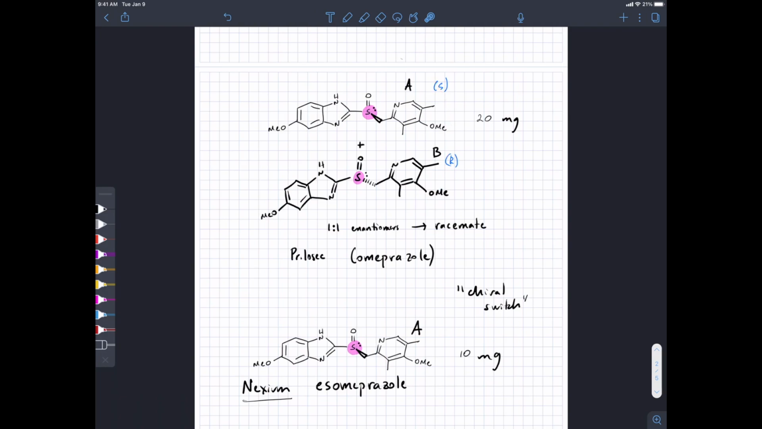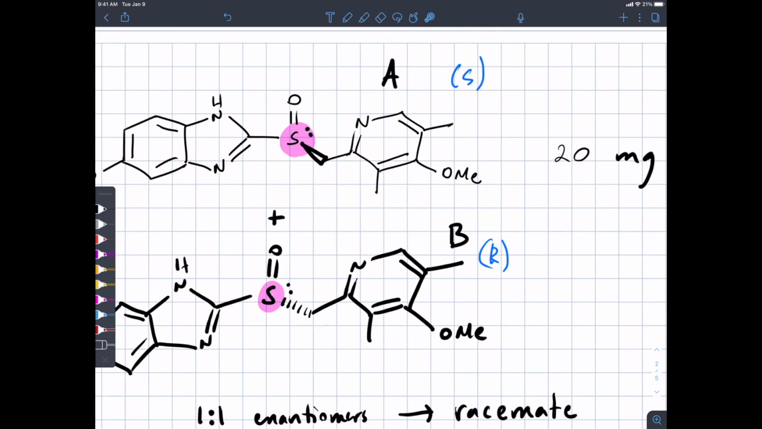Yeah, go ahead. Assigning R or S to this molecule, you count the lone pairs as? Yeah, I wouldn't ask you to do this, but if you were going to assign R versus S, yes, the lone pair is the lowest priority group. So, 1, 2, 3, S.